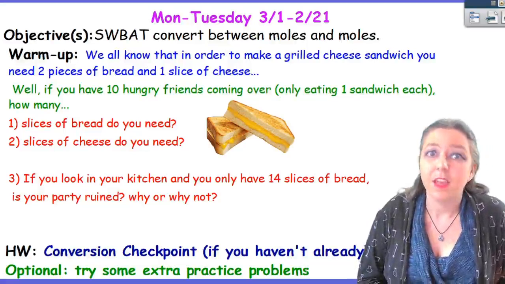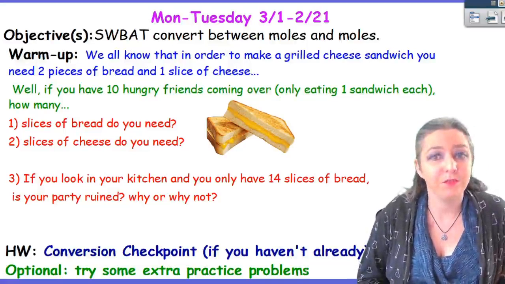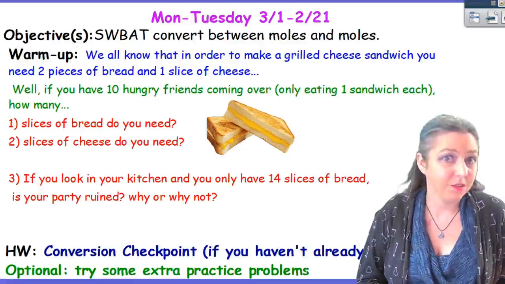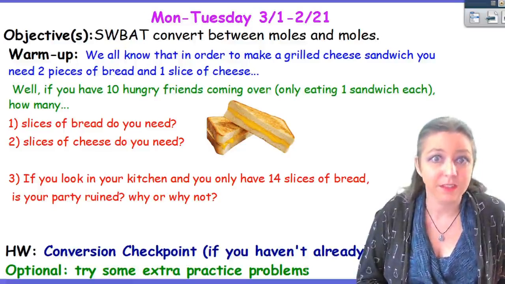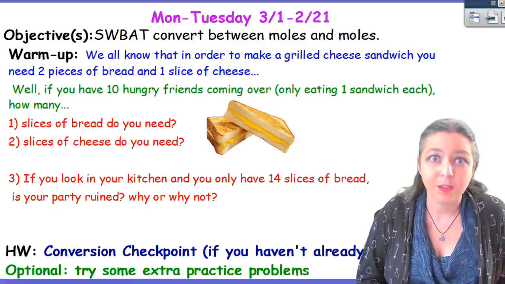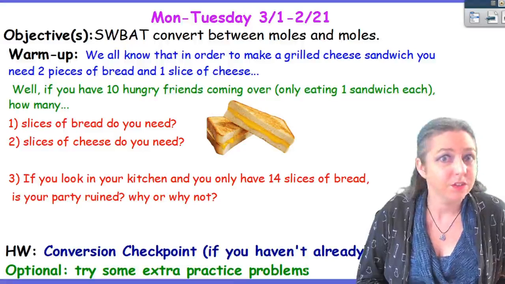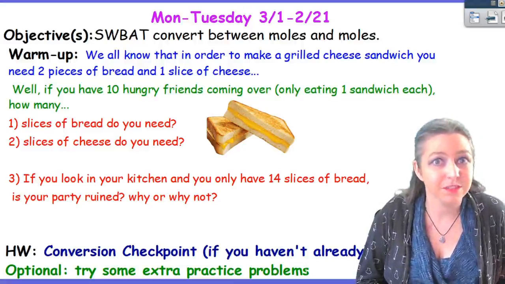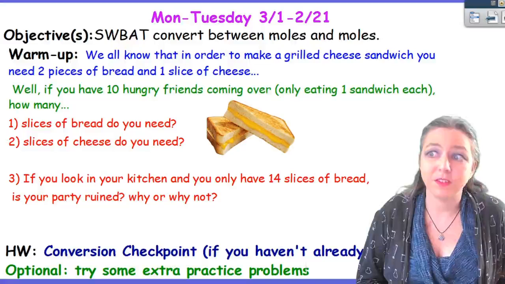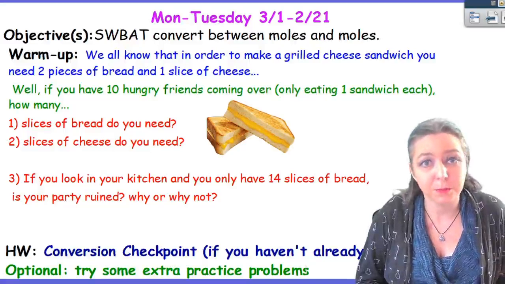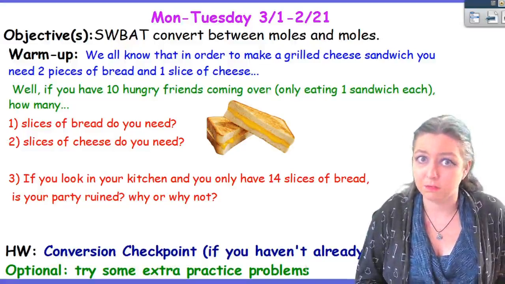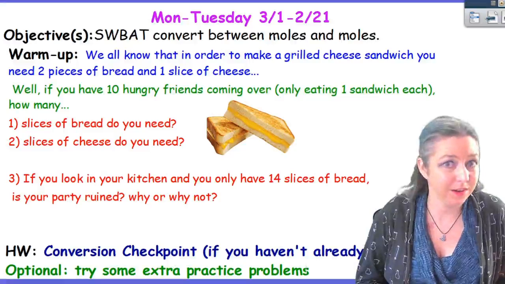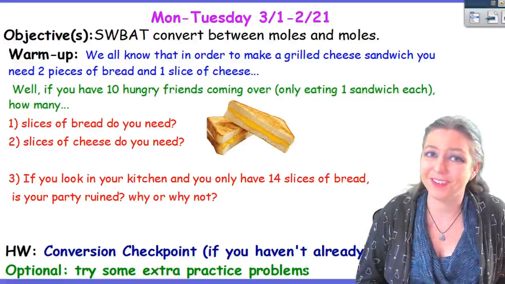And then, if you look in your pantry and you only have 14 slices of bread, is your party ruined? So again, I can use factor label. 14 slices of bread times 1 grilled cheese over 2 slices of bread shows me I can only make 7 sandwiches. So, in the classical sense of having 1 grilled cheese per person, this party might be ruined. However, I do like some of your guys' solutions for how to save the party. Very inventive. That was a joy to read.